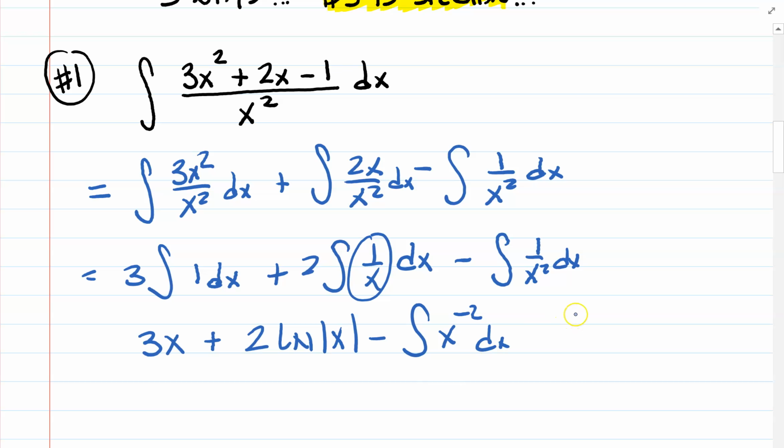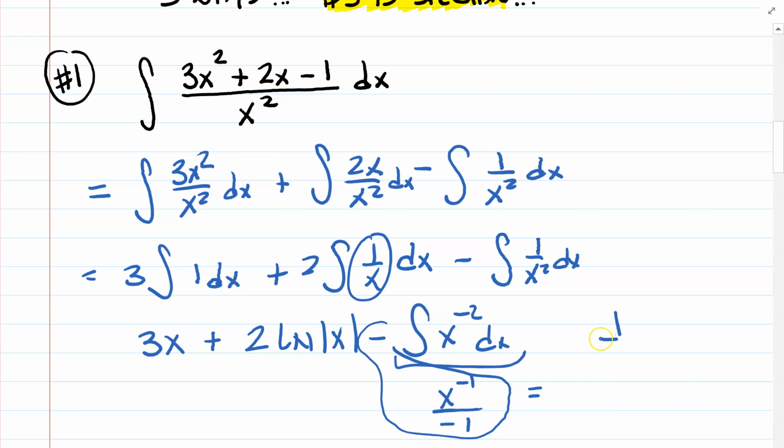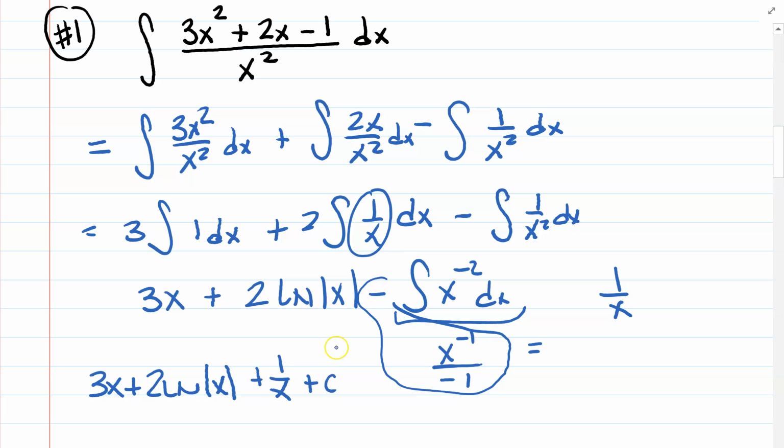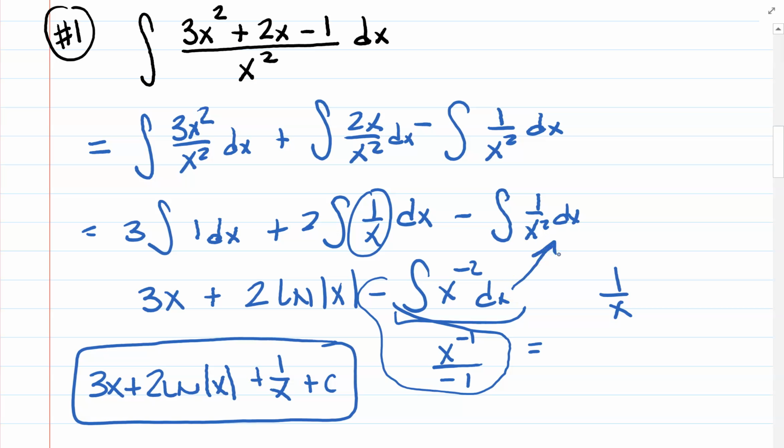So when I take the integral of this, it's going to be x to the negative 1 over negative 1, which is going to make this whole thing a positive 1 over x. So when I write this better for you, it is 3x plus 2 natural log absolute value of x, plus 1 over x, and then finally plus a c. I definitely should have done this step up here, but we kind of get the point.